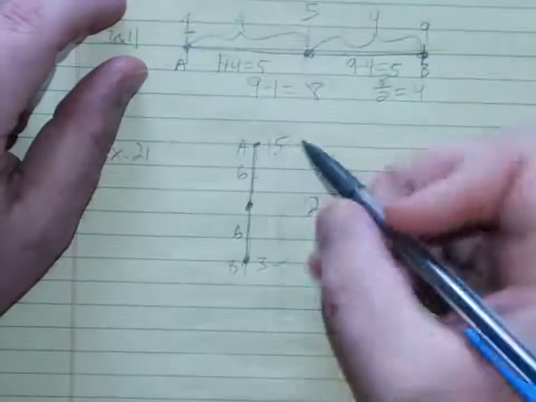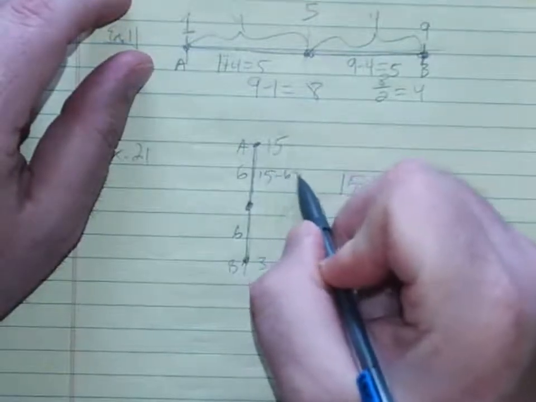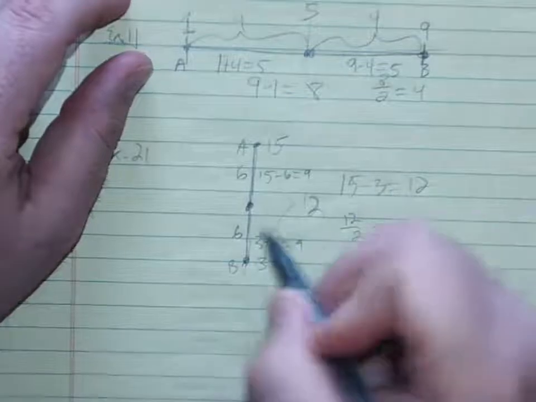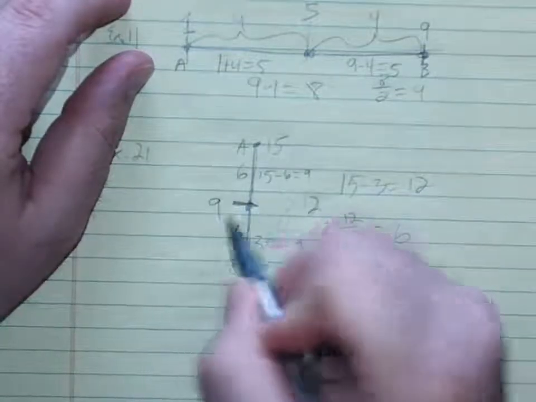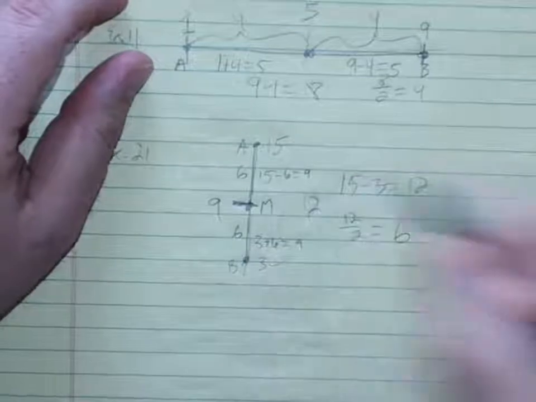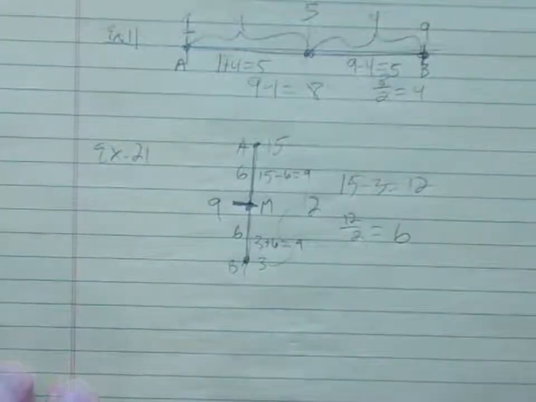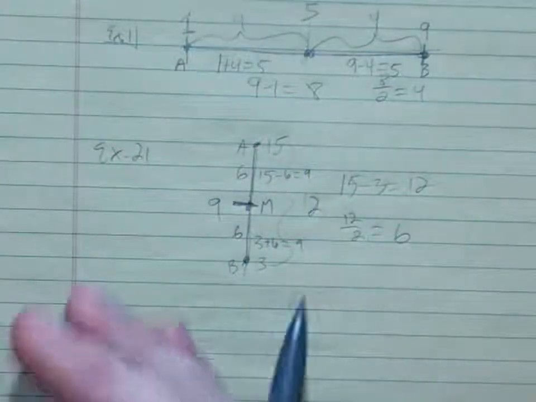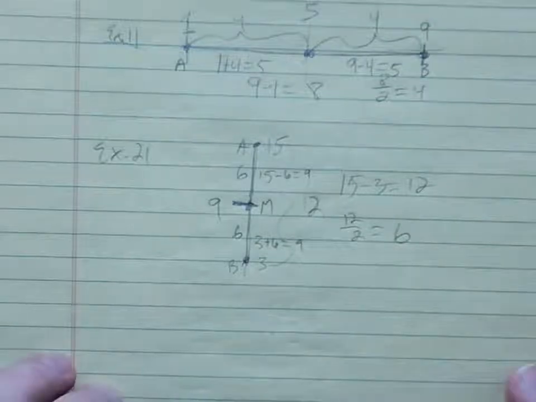Then from there we can either go 15 minus 6 is 9, or here we can go 3 plus 6 is 9. Either way, we know that our midpoint is at 9. That's how you do that. You figure out the midpoint is halfway between these two. What's the whole distance? Figure out what half of that is and either add it to the smaller number or subtract it from the bigger number.